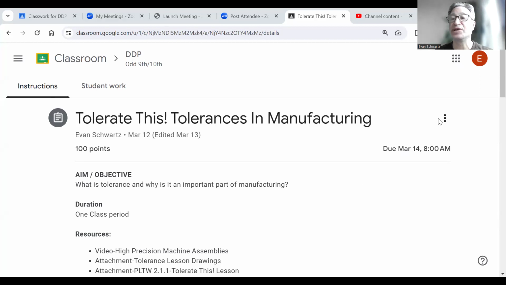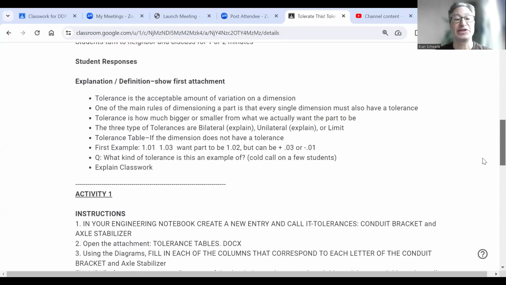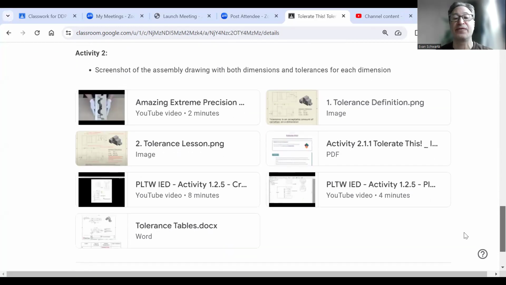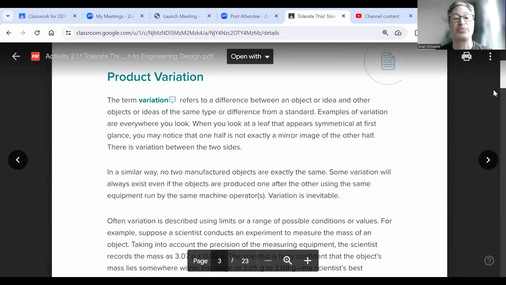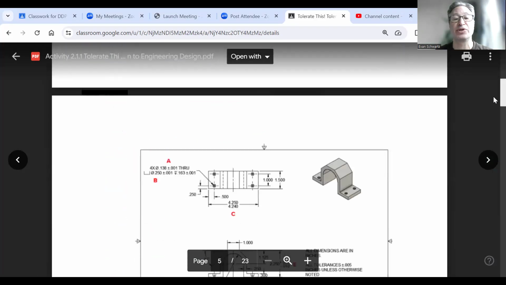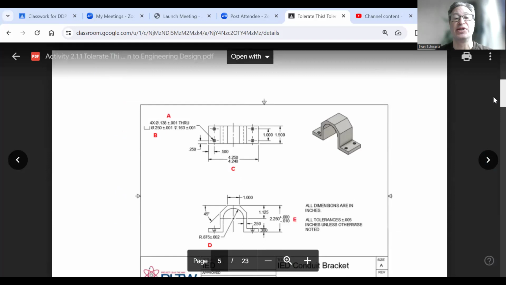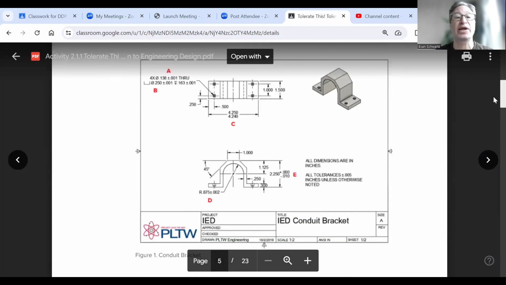So this is the Google Classroom lesson here. And if we scroll down, we have the attachments. The classwork can be found in this PLTW assignment, Tolerate This. If we scroll down, our classwork is going to be based on this blue conduit bracket. We have A, B, C, D, and E.